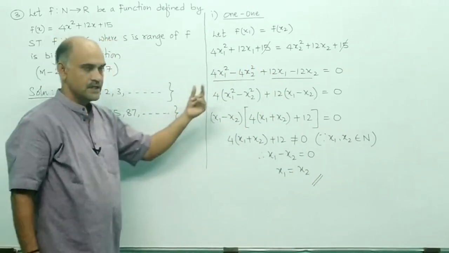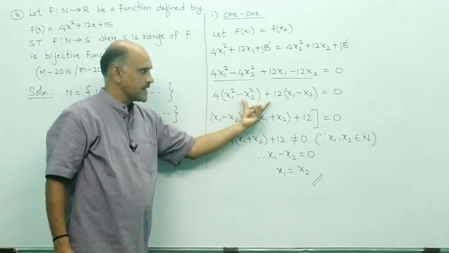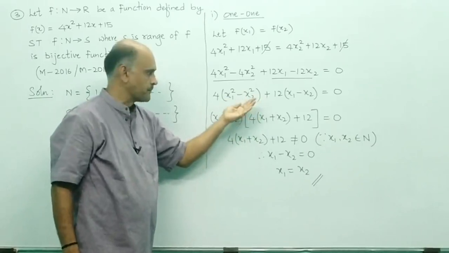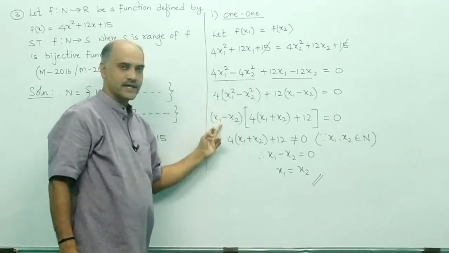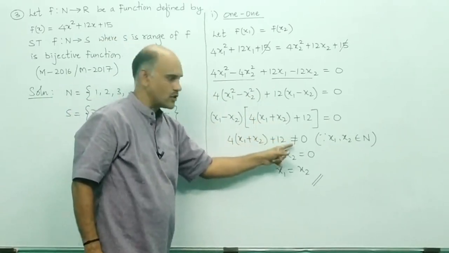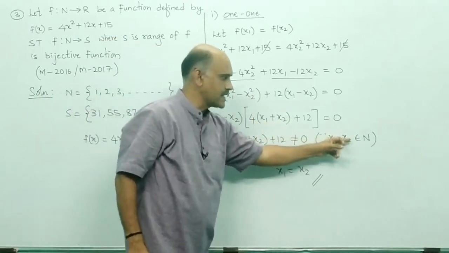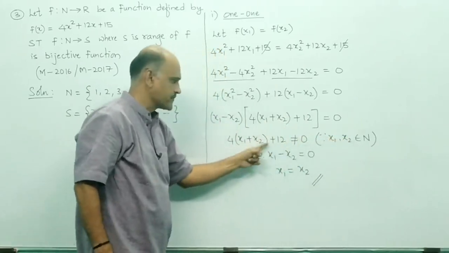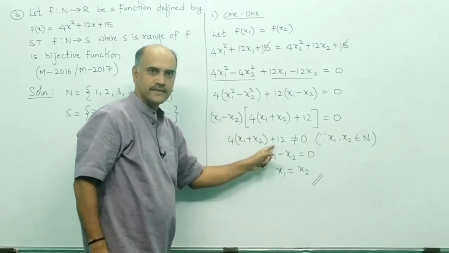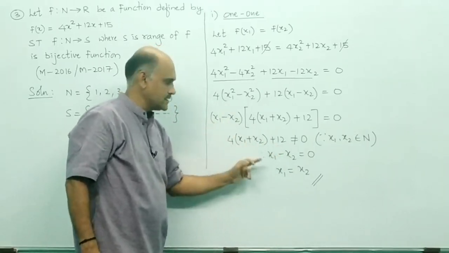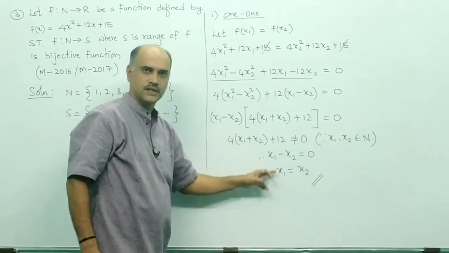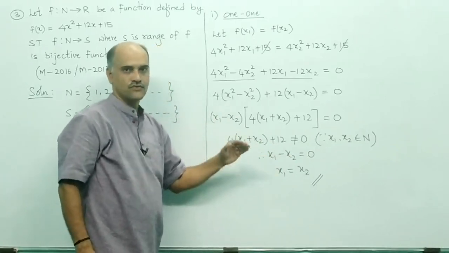Clear, students? So here apply a plus b, a minus b, x1 plus x2, x1 minus x2. Take x1 minus x2 common outside, and this square bracket remains. So this will not be equal to 0 because they are natural numbers. Everything is plus, so this plus the middle plus, therefore it cannot be 0. So which one becomes 0? x1 minus x2. So you will have x1 is equal to x2. Therefore the function is one-one.